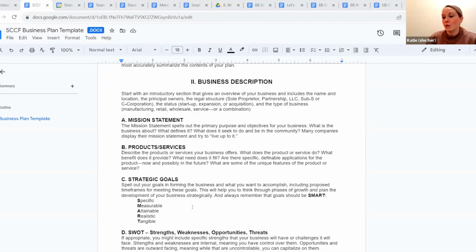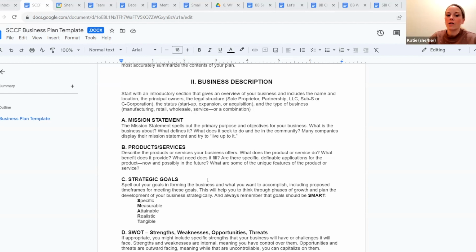And always remember to keep your goals SMART, right? We can all have goals about how we want to impact people's lives and make things better, but those aren't necessarily specific, measurable, attainable, realistic, and tangible. So just keep that in mind. Using that SMART format will really help make your goals really clear to everyone who's reading.